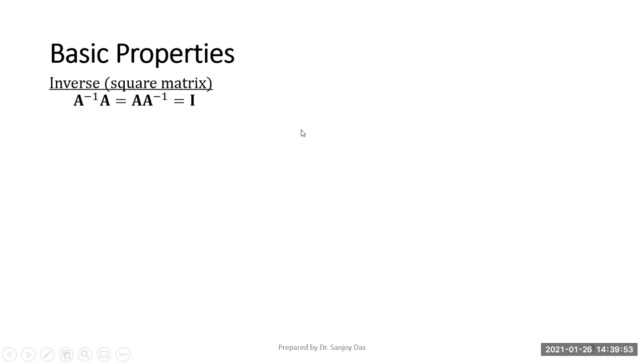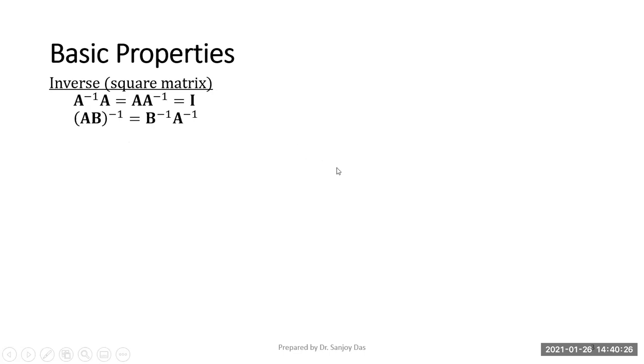Inverse of a square matrix. A square matrix may or may not have an inverse. If it's a singular matrix, then it doesn't have an inverse. Otherwise, the inverse of the matrix A is A inverse, and A inverse A and A A inverse both are equal to the identity matrix I. What's an identity matrix? All the non-diagonal elements are zeros, and the diagonal elements of the identity matrix are 1.